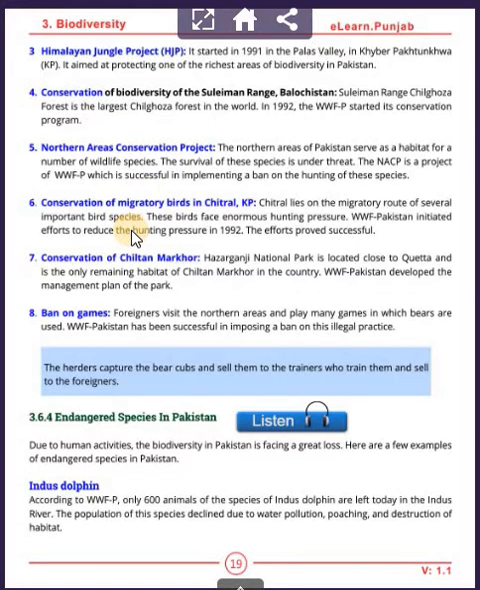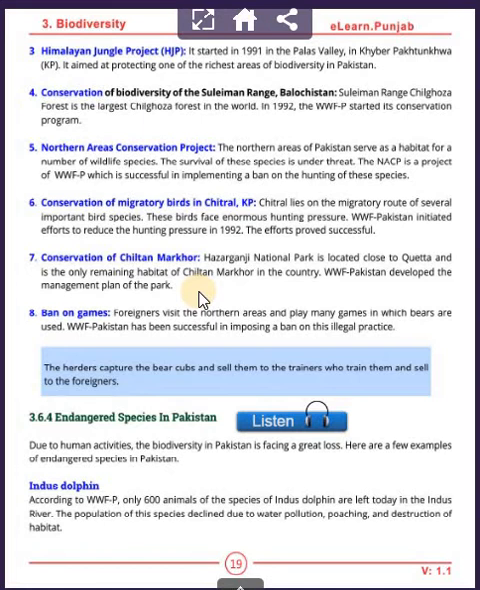Then conservation of migratory birds in Chitral, KP. Chitral lies on the migratory route of several important bird species. Birds also face enormous hunting pressure. So WWF Pakistan initiated efforts to reduce the hunting pressure in 1992. The efforts proved successful. Then the conservation of the Chiltan markhor, the national animal of Pakistan.